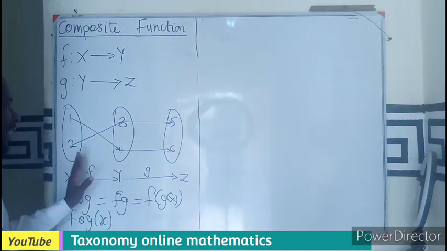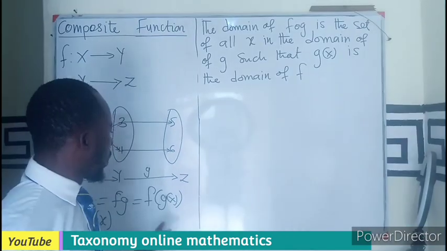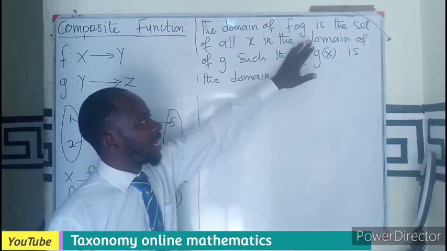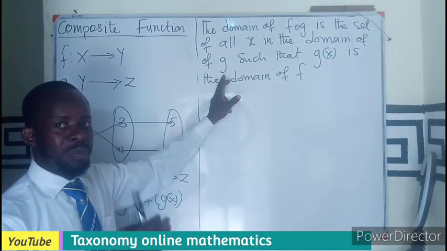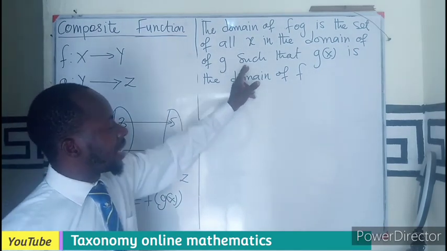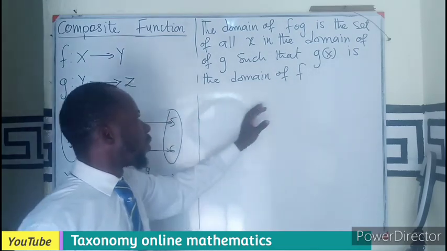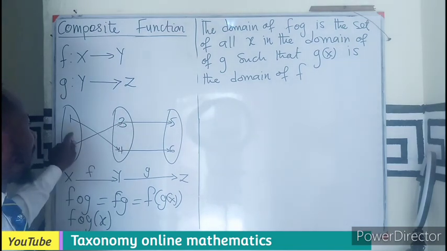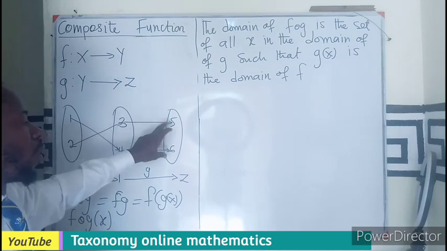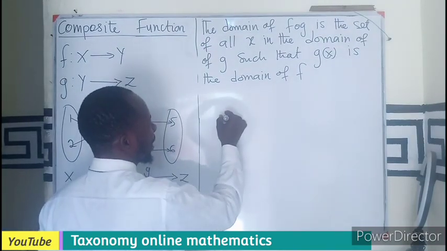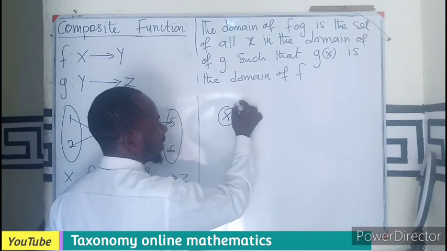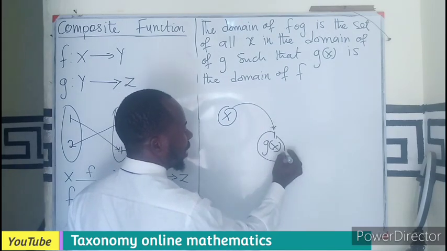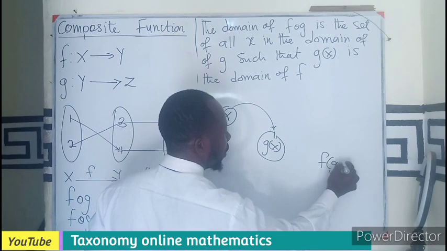So how do we determine the domains of each of the functions? The quick one: the domain of f of g of x is the set of all x in the domain of g, such that g of x, which is now a function, is also in the domain of f. As you can see, this is the x, which is the domain of this. Then the range now becomes the domain of this. Or better still, we can have a set of x, which will be translated into the set of g of x, which we can also translate into f of g of x.